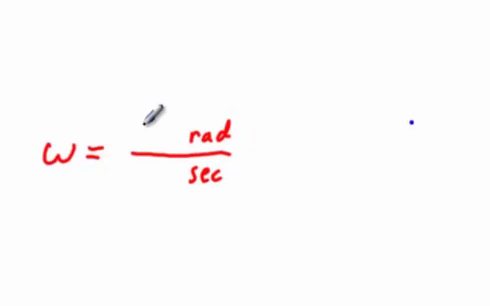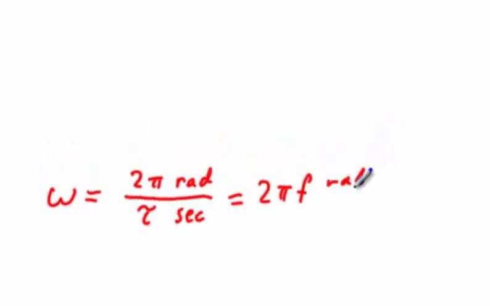We recognize that omega itself, as a unit conversion, must be something that is the equivalent of 1, and so the numerator should equal the denominator. We wish to have a numerator of radians, a denominator of seconds, and so therefore omega itself is 2 pi radians over tau seconds, where tau represents the period. Similarly, since we recognize that 1 over the period is the frequency, omega can also be written as 2 pi times the frequency, still in the units of radians per second.